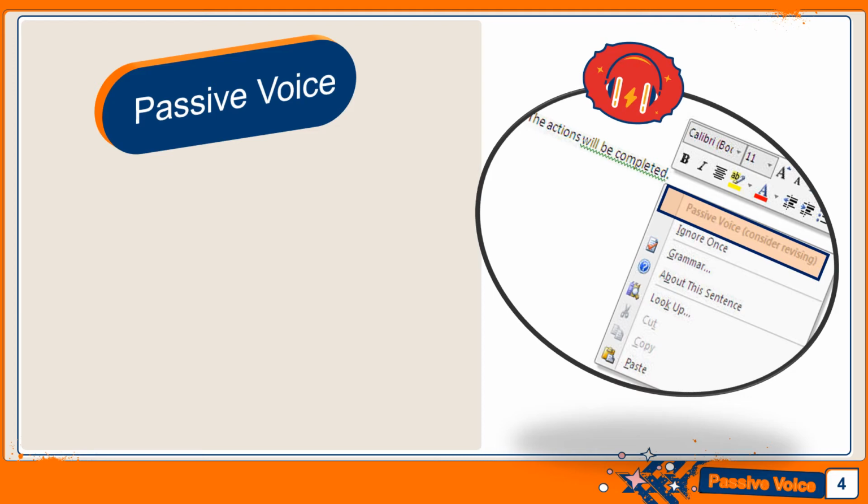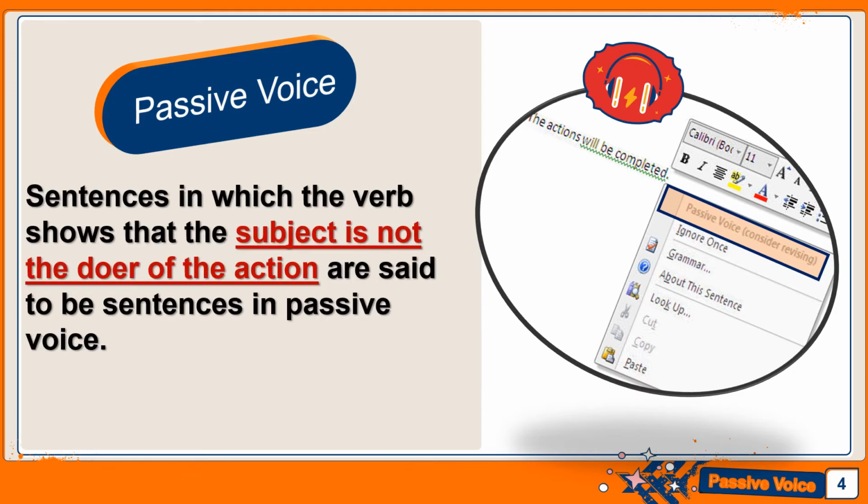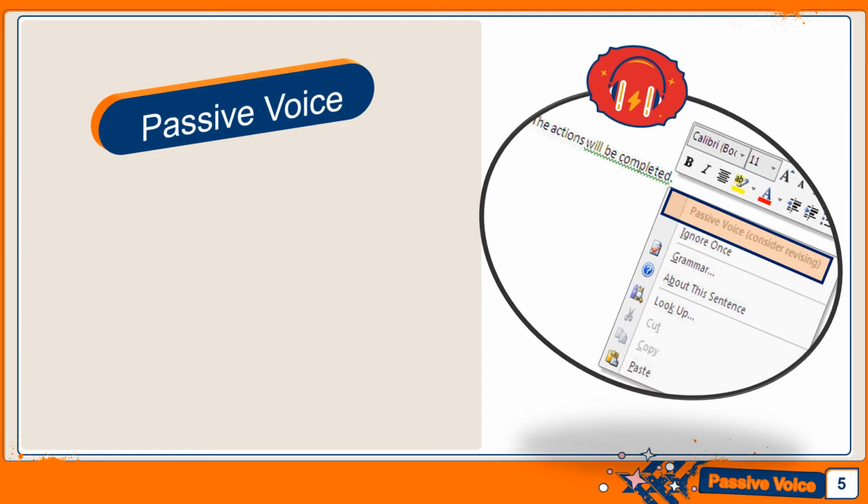Moving on to passive voice. Now, when do we call a sentence to be in passive voice? Sentences in which the verb shows that the subject is not the doer of the action are said to be in passive voice. So whenever your sentence is not giving much importance to the subject, in that case your sentence is in passive voice.